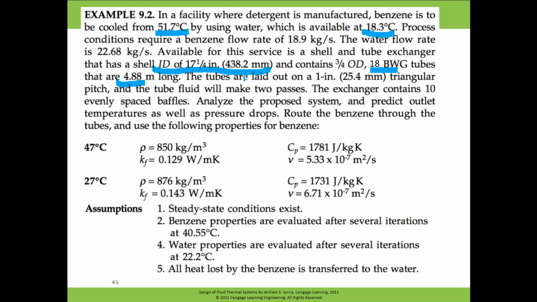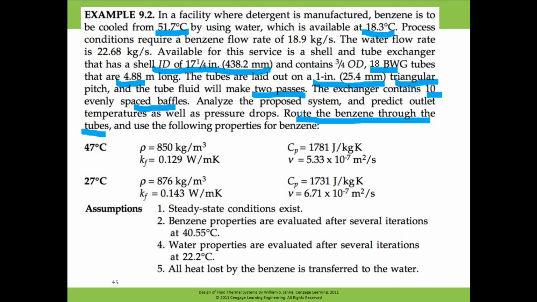So the tubes are laid out on a 1-inch pitch, which is 25.4 millimeter, in triangular fashion, and the tube fluid makes 2 passes. So the number of passes is also given as 2. The exchanger contains 10 evenly spaced baffles. So the number of baffles is given as 10. Analyze the proposed system and predict the outlet temperature as well as the pressure drops. Route the benzene through the tubes, and use the following properties for the benzene.